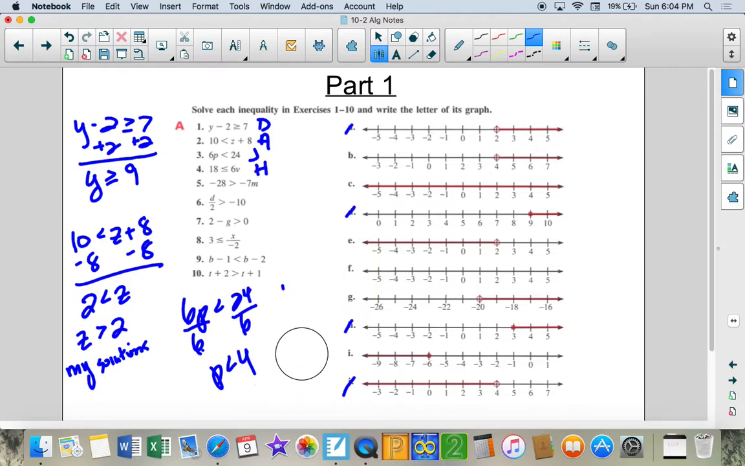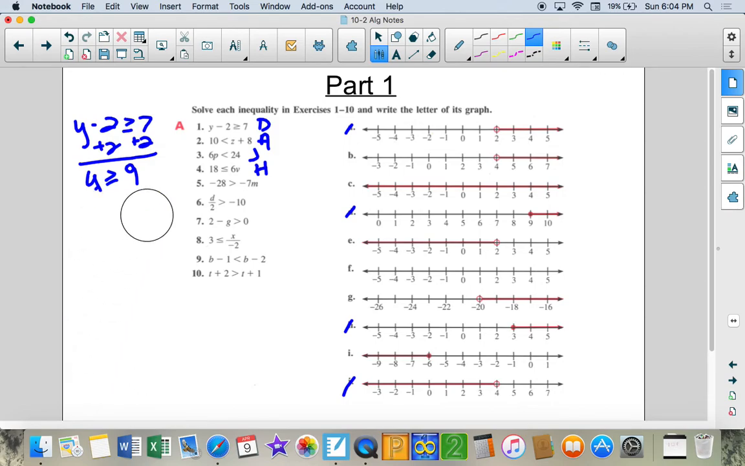I'm going to erase this work, and I'm going to continue. This is a good one.